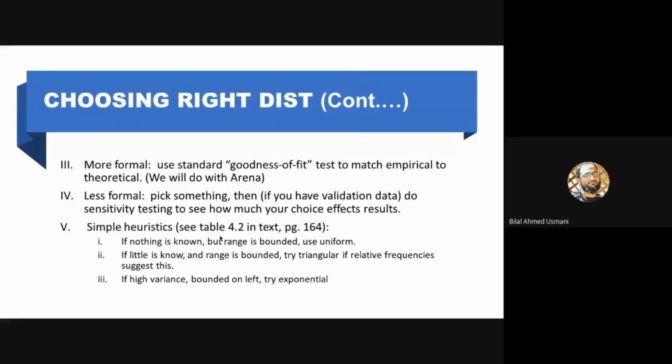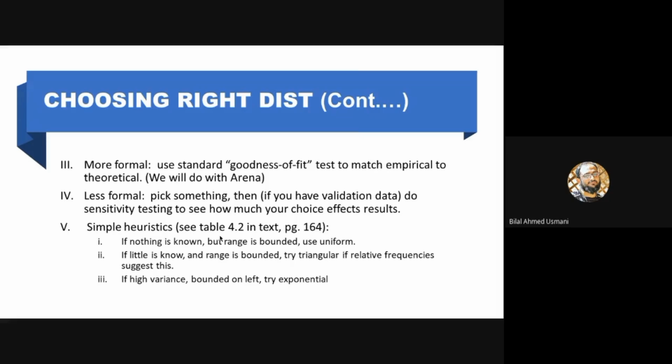If little is known and the range is bounded, then the second step would be to try a triangular distribution. A triangular distribution works really well if the distribution is not uniform, there is a hump, or the probability has a mode, and the data set is not large. So if you have fewer data points, triangular distribution is a very good candidate to try.